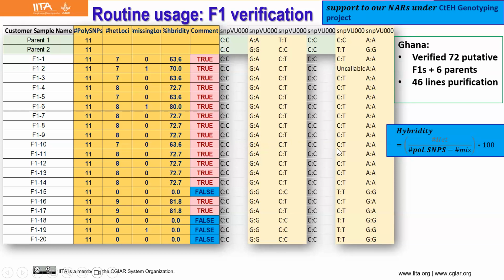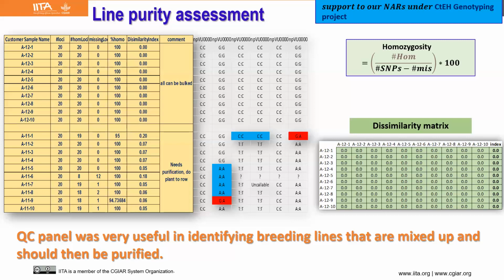We did a similar thing to check the purity of the lines. They had some breeding lines that they were not sure about, and they wanted to know if there are some admixtures in them. And so the QC panel did a great job. You can see, in this first set here, we take 10 samples from the same genotype and genotype them with the QC panel. These first 10 came from a single genotype, but we treated them as independent samples.